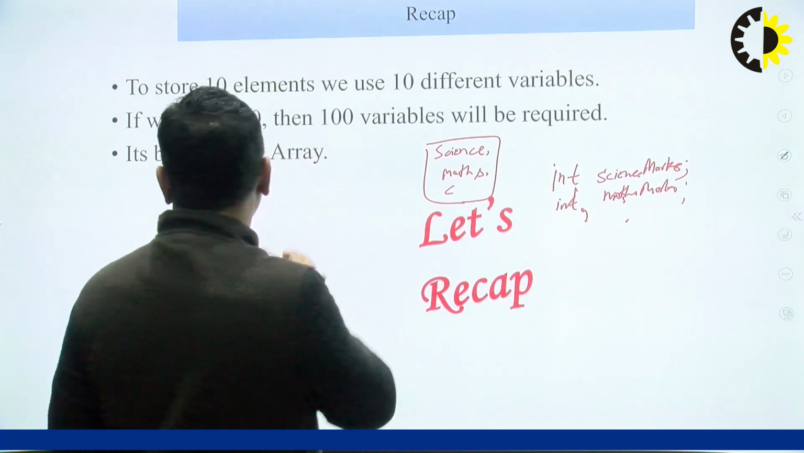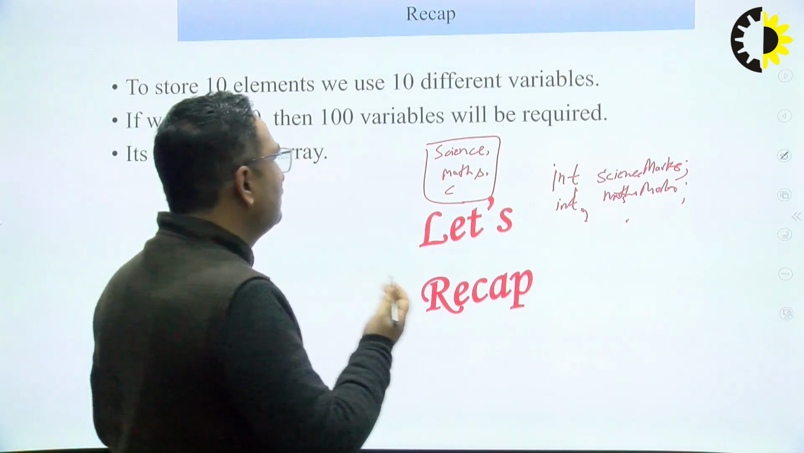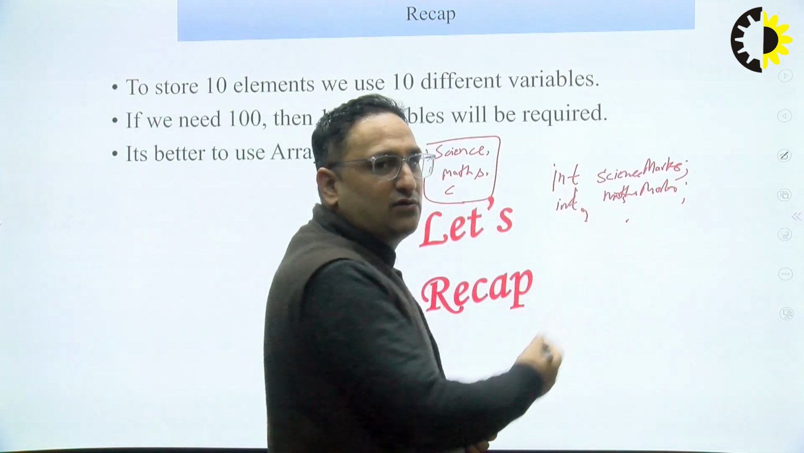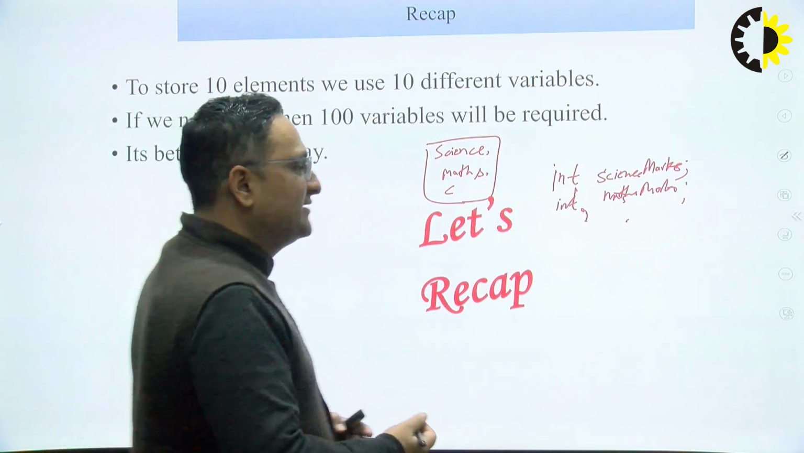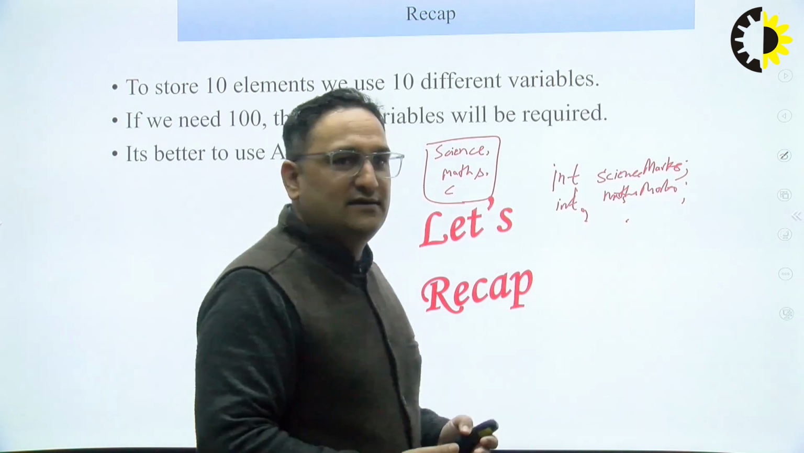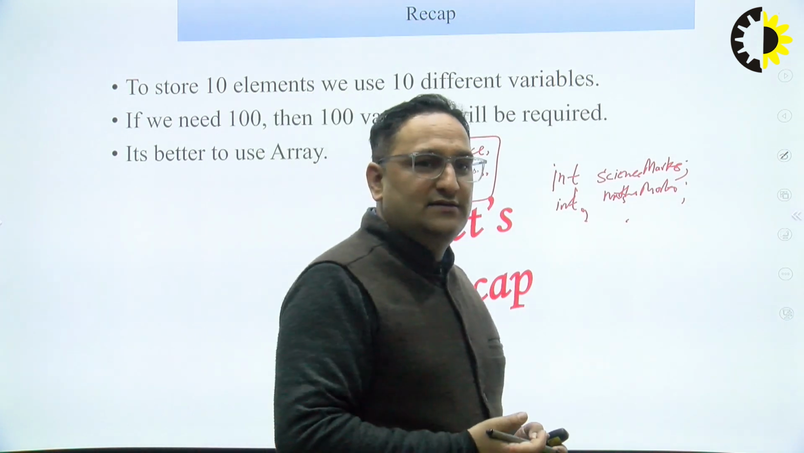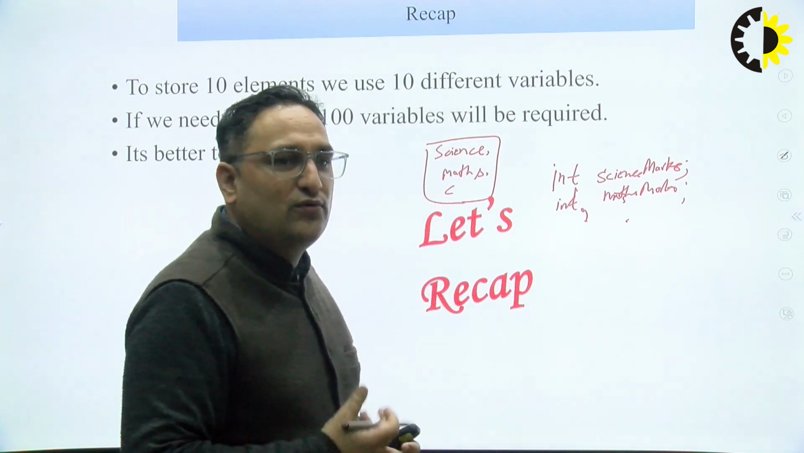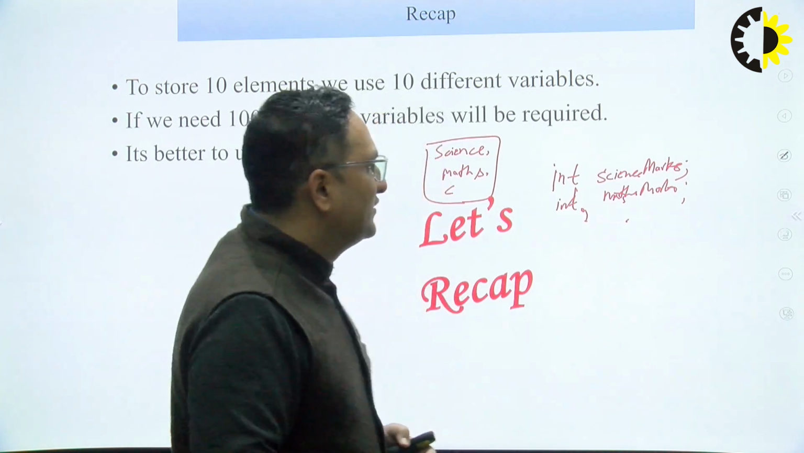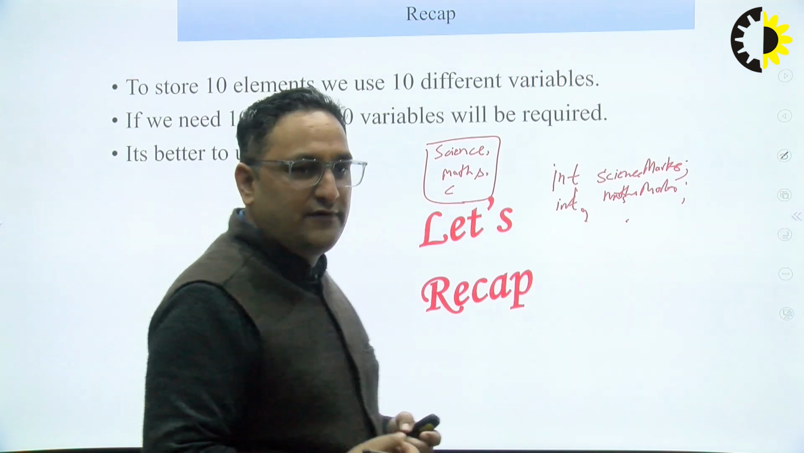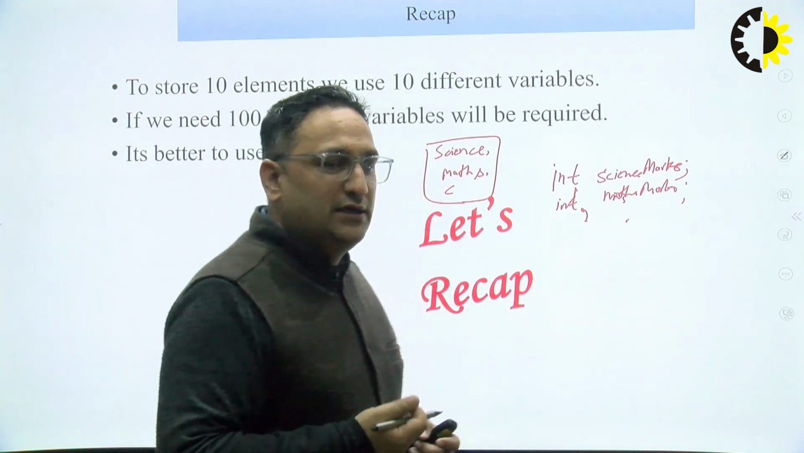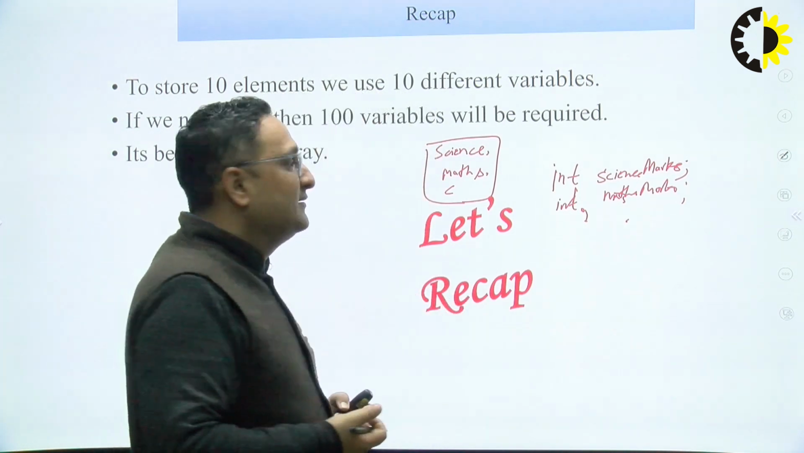So this first line is saying that to store 10 elements, we use 10 different variables as we are doing here. Now if we need 100, then this program grows, which is not essentially a good way of doing programming. So there must be some programming fundamental unit to represent this sort of data.